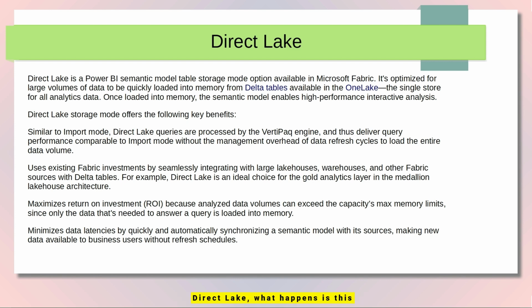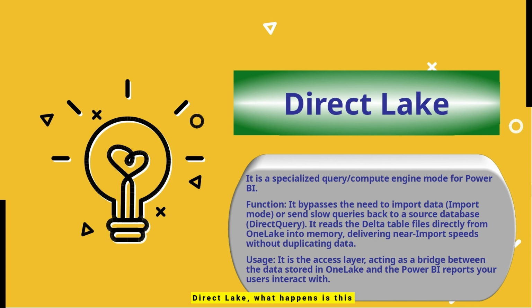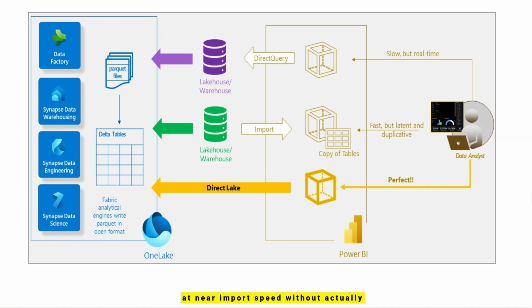So by using a direct lake, what happens is this is a third option. It's unique to Fabric. So this direct lake reads data straight out of OneLake's storage at near import speed without actually duplicating it. This means the moment our Python notebook updates a table in the Lakehouse, Power BI can reflect that change without a separate slow refresh step. So for a forecast report, what we are trying to build, that might update daily. That's exactly what we want. So that's the reason we have this direct lake and lakehouse, etc.